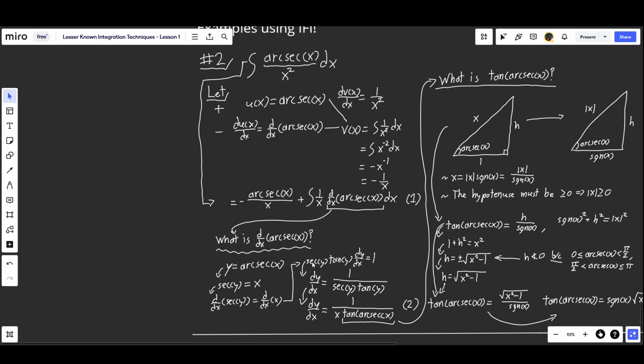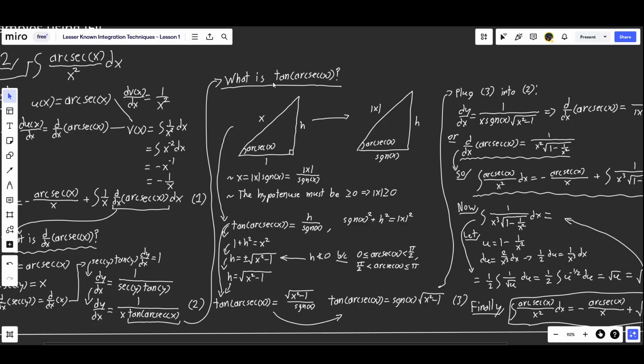And then dividing both sides by secant of y times tangent of y, we'll get the derivative of y with respect to x is equal to 1 over secant of y times tangent of y. Now, recall that y we set equal to arcsecant of x. If we plug it back in, we'll get secant of arcsecant of x, which is just x, and tangent of arcsecant of x. We'll then need to figure out what tangent of arcsecant of x is.